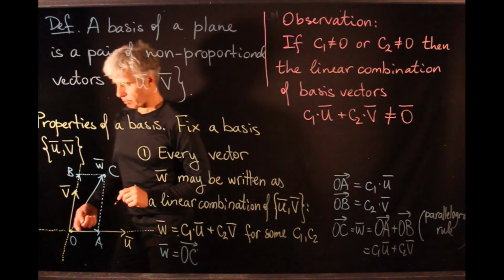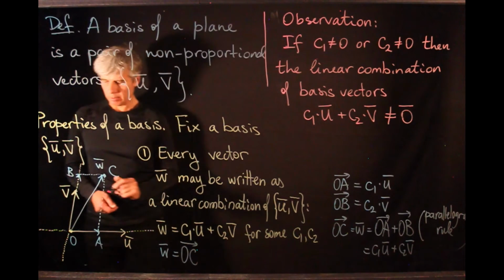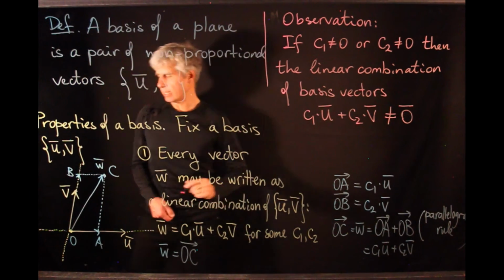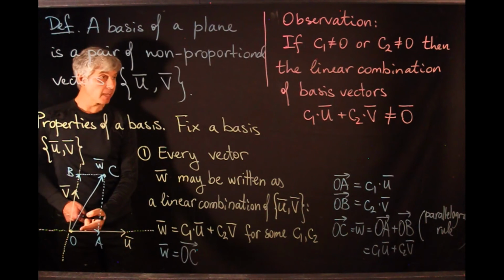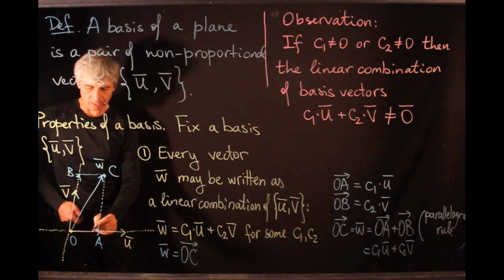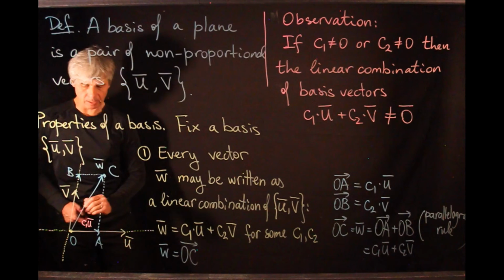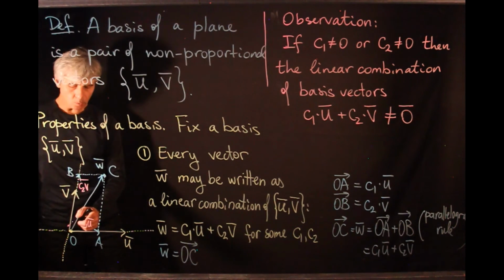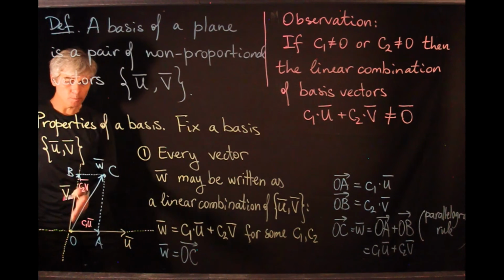And this can be seen again from geometry, right? So how do we add, or how do we form a linear combination? So we have vectors u, v, and we take a multiple, so C1u here. And we take another multiple of v, C2v here. If C1 is not equal to 0, then the point C will belong to the line through the point A, which is parallel to the line OB. And for this reason, this point C cannot possibly be equal to the point O.